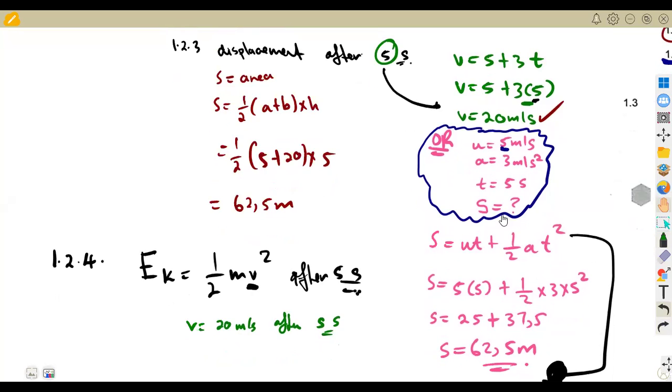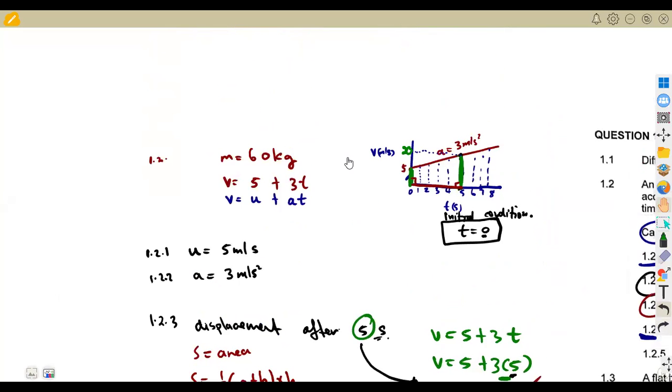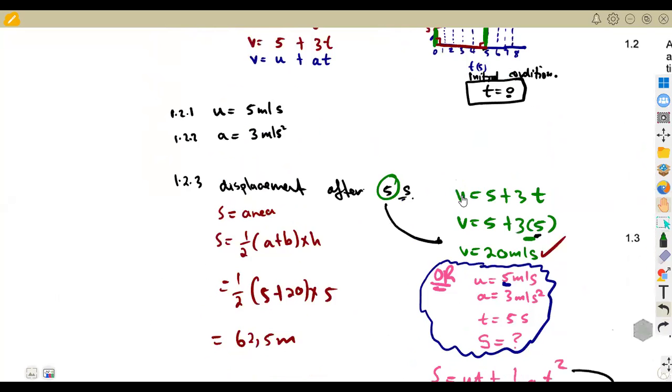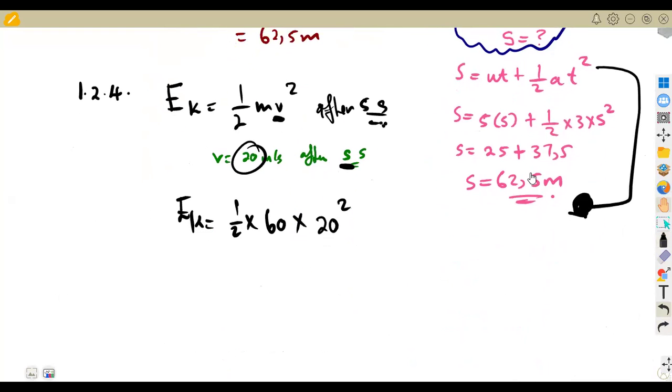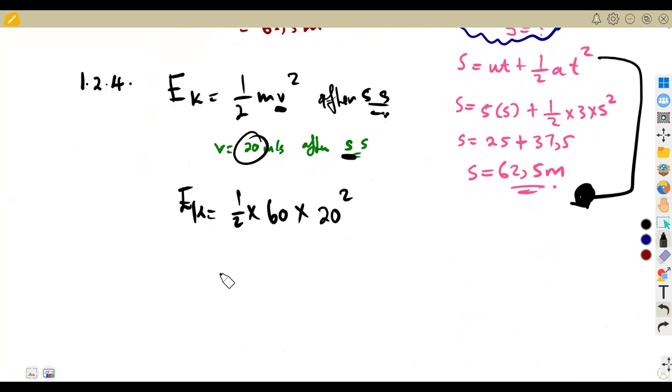So therefore, our kinetic energy from the mass that we are given, remember the mass of the object is 60 kilograms. So our kinetic energy is going to be given as half times the mass in kilograms, which is 60, times the velocity squared, which is the velocity after 5 seconds, which is 20. So that is 20 squared. That was going to give us 12,000 joules, which is 12 divided by 1,000, that's 12 kilojoules. So we could have calculated our kinetic energy that way.